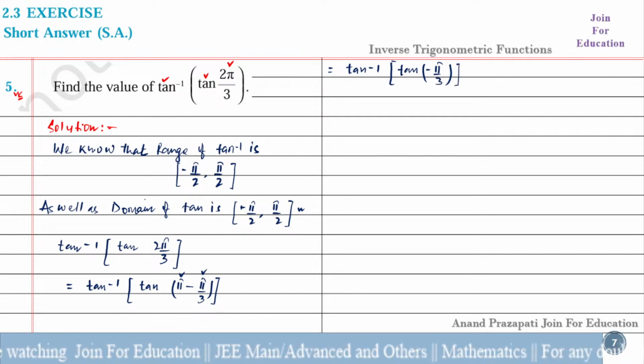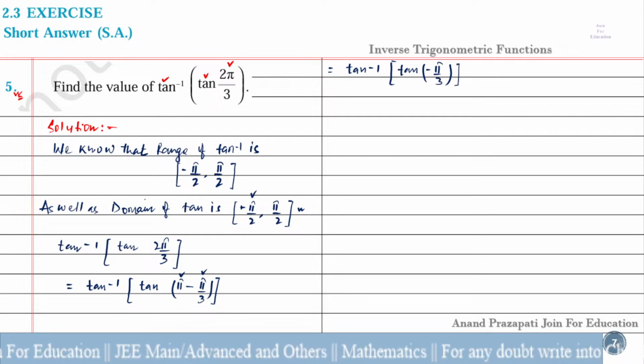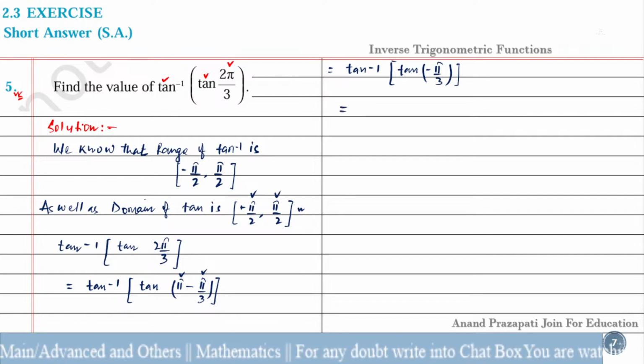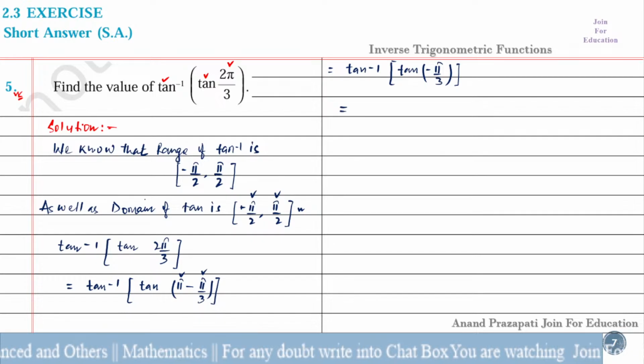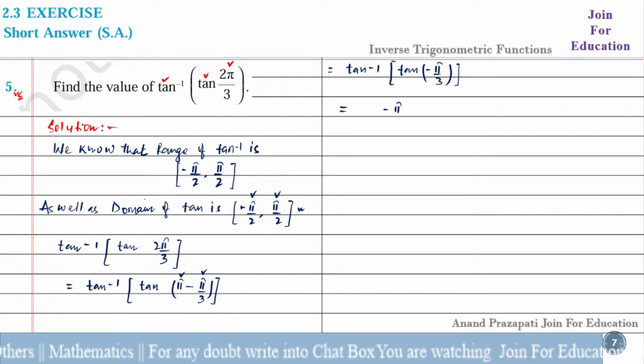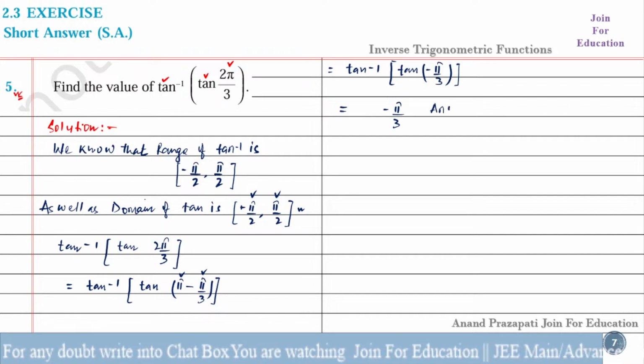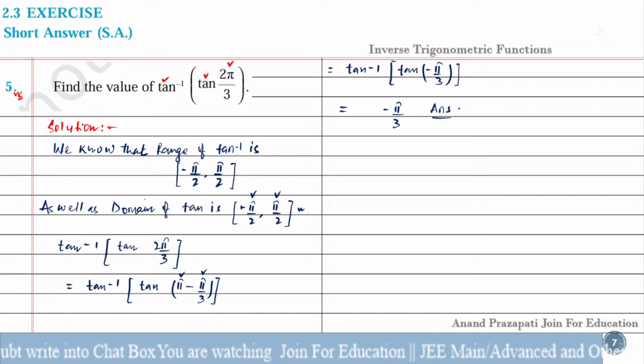So pi by 3 lies between minus pi by 2 to pi by 2. Therefore we write down here tan inverse tan minus pi by 3 equal to pi by 3. So this one will be the answer of this question.